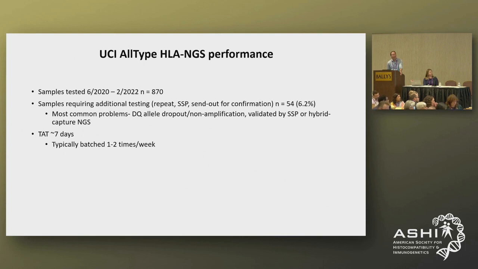One of the benefits of the iSeq is it has a relatively small cartridge, so we're typically running less than 24 samples. We would rather run more frequently but fewer samples to reduce turnaround time.